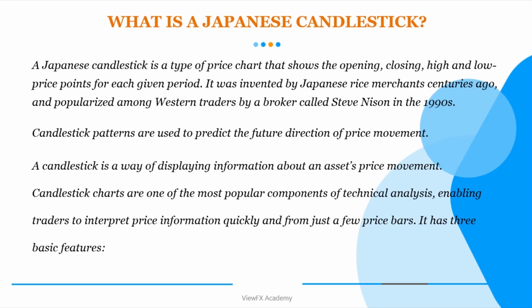Candlestick patterns are used to predict the future direction of price movement. A candlestick is a way of displaying information about an asset's price movement. Candlestick charts are one of the most popular components of technical analysis, enabling traders to interpret price information quickly and from just a few price bars. It has three basic features.